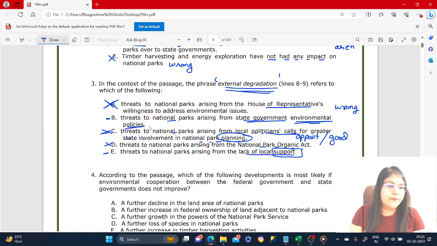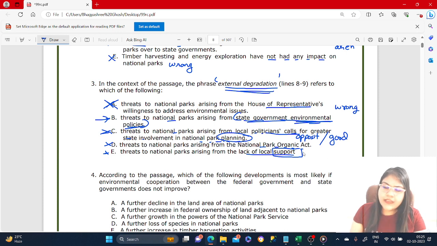Now B or E. B says national park is having threat from the state government environmental policy. So imagine the case that if state government becomes strict regarding the environmental policy, and the passage is also saying this. Why is the state government not strict? Because the politicians are not strict regarding this. I'm not saying, the passage was saying, isn't it? So B is a better option in comparison to E.